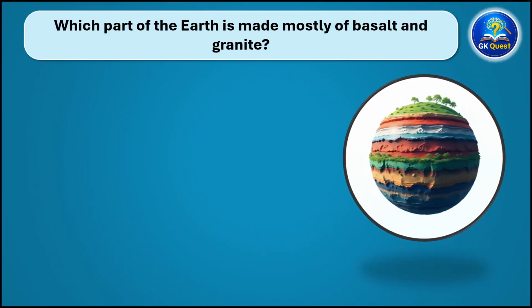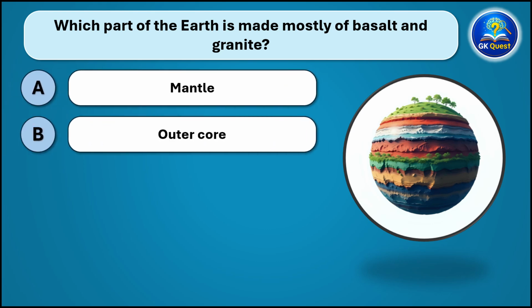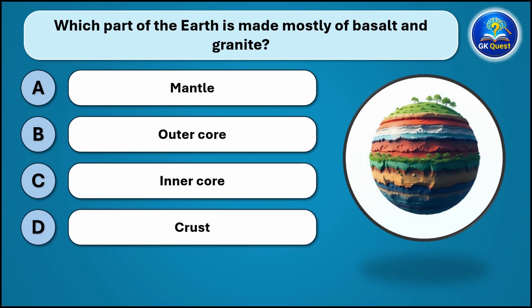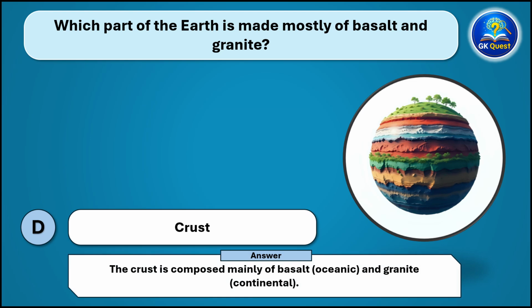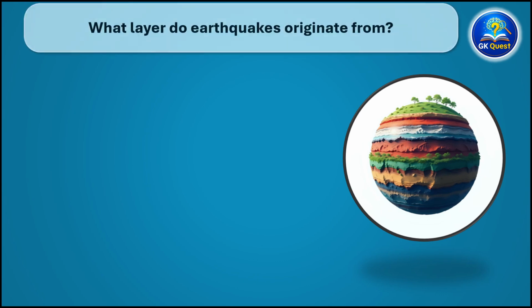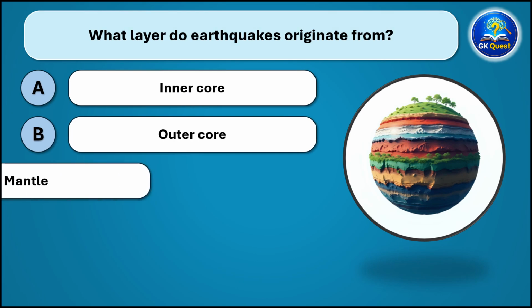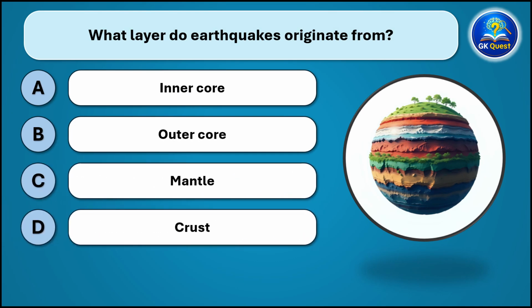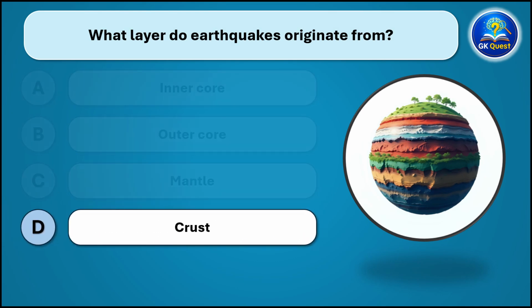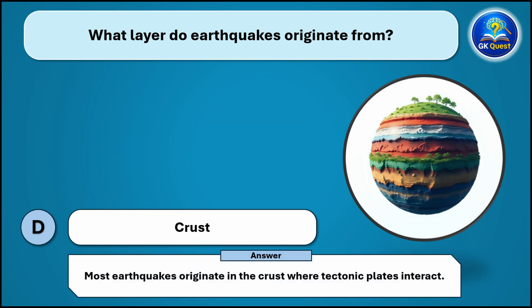Which part of the Earth is made mostly of basalt and granite? The crust is composed mainly of basalt (oceanic) and granite (continental). What layer do earthquakes originate from? Most earthquakes originate in the crust where tectonic plates interact.